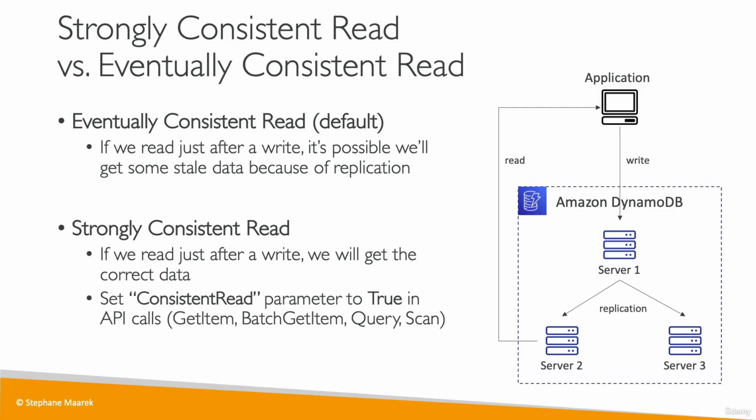And why wouldn't we do this all the time? Why wouldn't we want to have strongly consistent reads all the time? Well, it's going to consume twice the RCU, so it's going to be a more expensive query, and also may have a slightly higher latency. So you need to ask yourself, do I need eventually consistent reads or do I need strongly consistent reads?